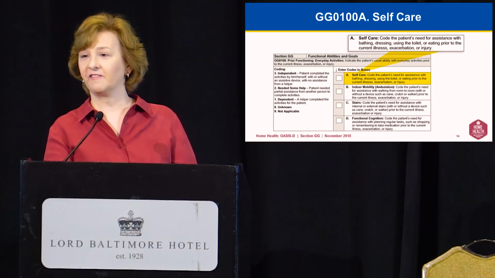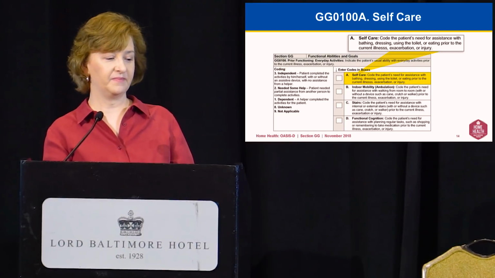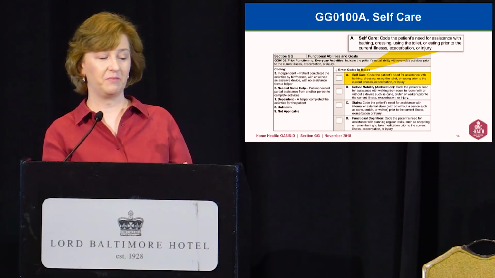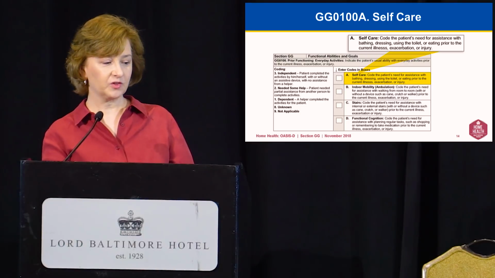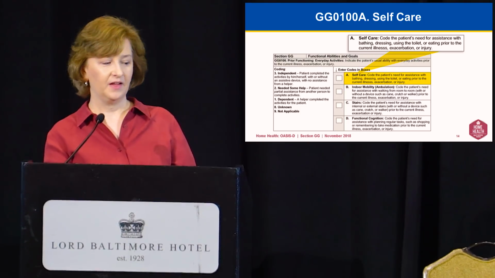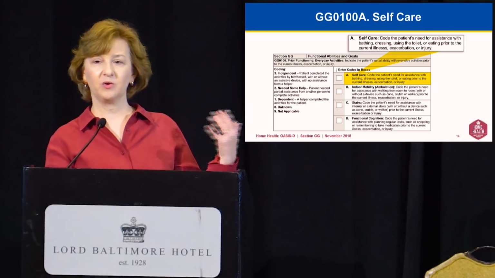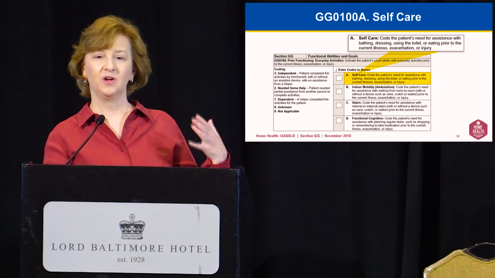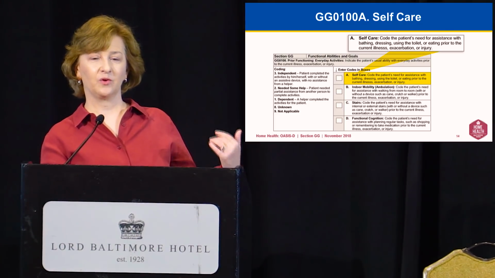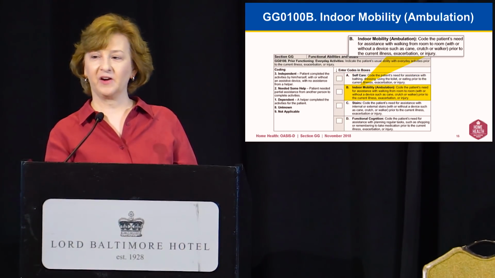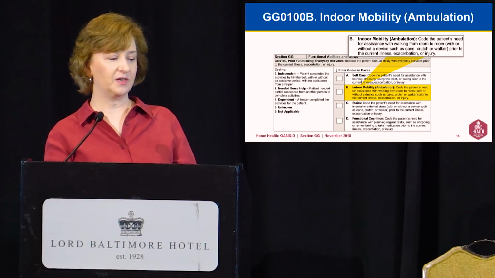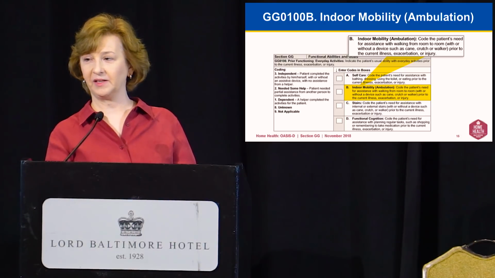So in the area of self-care, that would encompass assistance that the person may have needed with activities such as bathing, dressing, using the toilet, or eating. And as you can see from the coding, you'd be indicating whether the person was independent with that or needed some help or was dependent. The next area for prior functioning relates to indoor mobility, specifically ambulation.